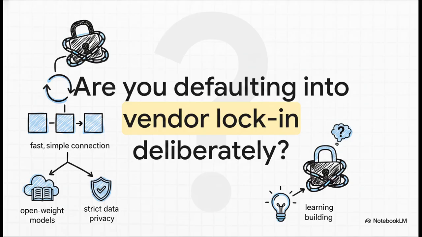Which brings us to our final thought for today. Are you defaulting into vendor lock-in, or are you choosing it deliberately? First-party APIs are incredible. They're the absolute fastest, simplest, and most direct way to build, but they aren't the only way, and they honestly aren't perfect for every single scenario, especially if you start needing open-weight models or super strict data privacy. So, challenge yourself. Think strategically about when a direct connection is the right choice and when it might actually be holding you back. Let that question simmer. It leaves you perfectly primed to explore the other access modes we'll be covering in our next explainer.